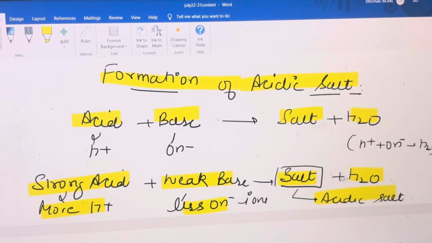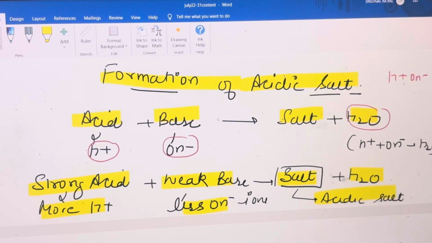Students, as I already told you, salt is made up of acid and base combined together to form salt and water. Whenever salt is formed, water is for sure produced, because the acid gives H ions and the base gives OH ions, and whenever they combine they make water, which is neutral. The H ions of the acid are neutralized by the OH ions of the base.